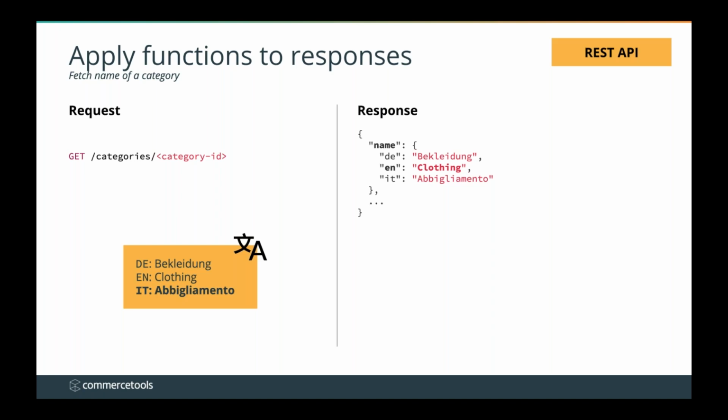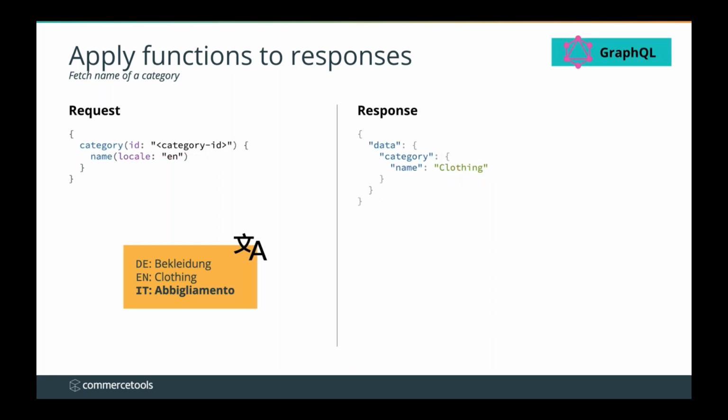But we only want English, right? So it will be up to you to find a way to select the one that you want. And in languages, it may be not so big, but imagine now that you receive all the variants and you only wanted one, or all the prices and you only wanted one. So it can be much more problematic than just the translations. In GraphQL, as we have seen, you just select the locale that you want, and then you get exactly this translation without any more problems.